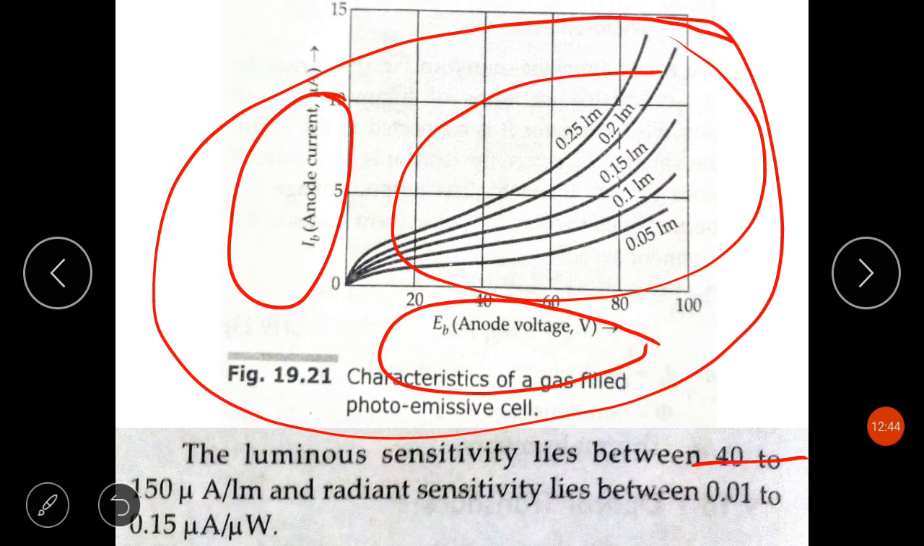In the next lecture, I'll be discussing the photomultiplier tube, which will further increase the sensitivity of the photoemissive cell.